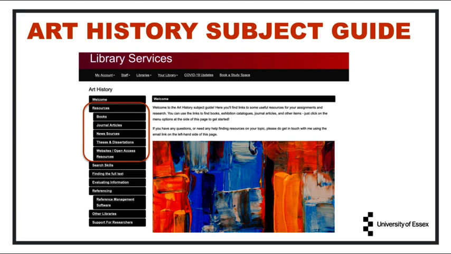You can use the tabs on the left-hand side of the page to see what e-resources are available to help you find different types of material, including books, journal articles, and news and media sources. There's also a websites section, which includes links to open access resources that provide copyright-compliant images of artworks, as well as links to major gallery and museum websites.